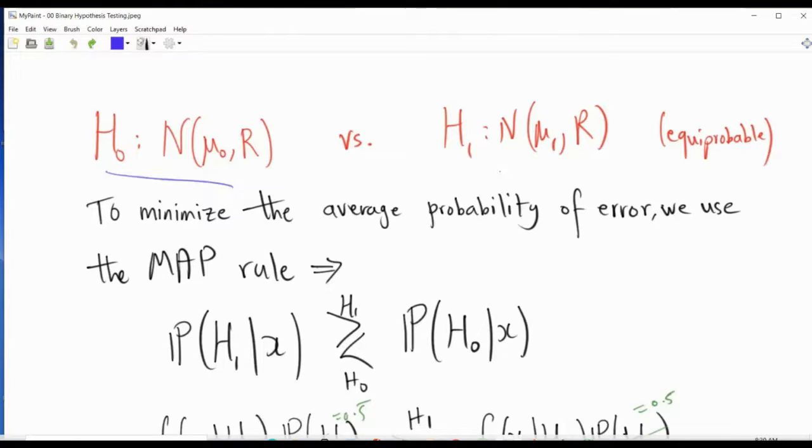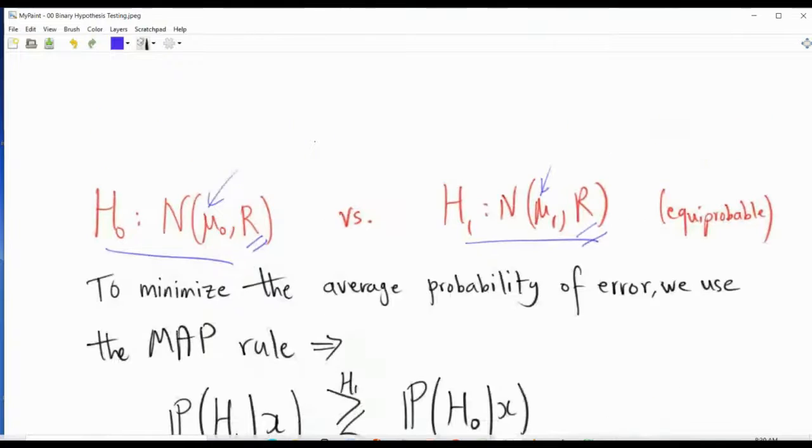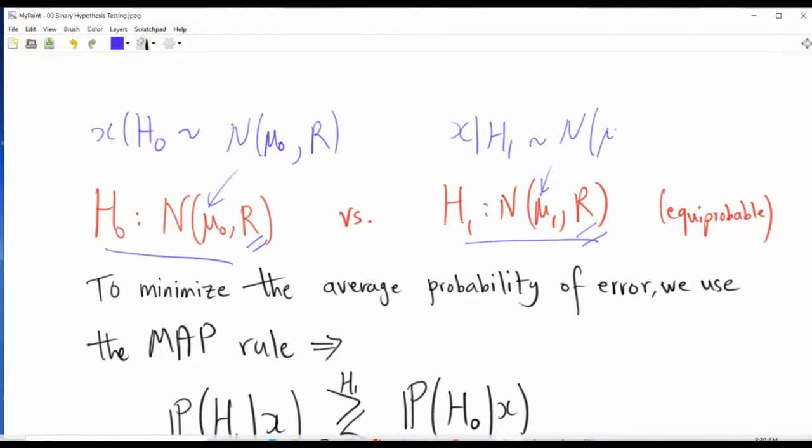We have two hypotheses, and the likelihood function of the observations has the same covariance matrix under both hypotheses, which is good. But of course, they need to differ somehow, and so they will differ in the mean. Under H0, the observations are normal with mean mu0 and covariance matrix R. Given H1, they are Gaussian again, but the mean is mu1, with the same covariance. This same covariance will play a role, as we will see later. If the covariance is different, things become complicated.